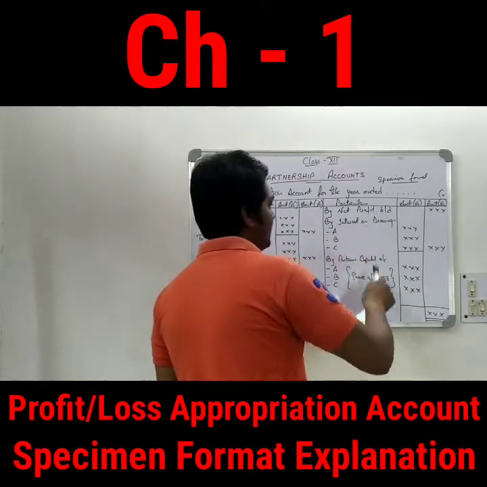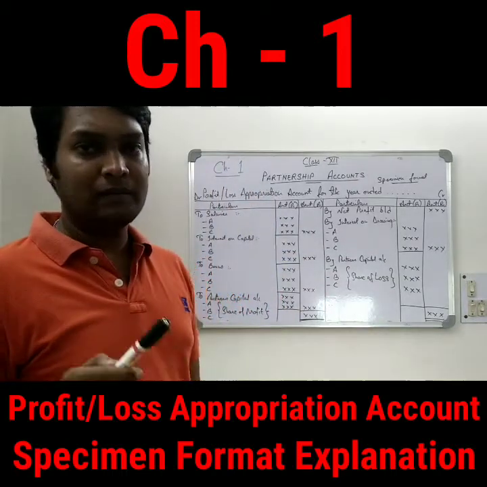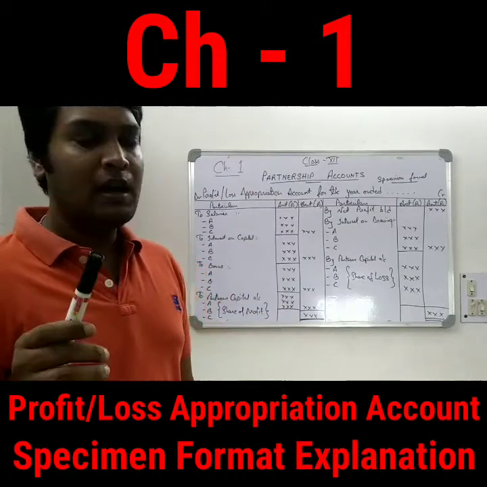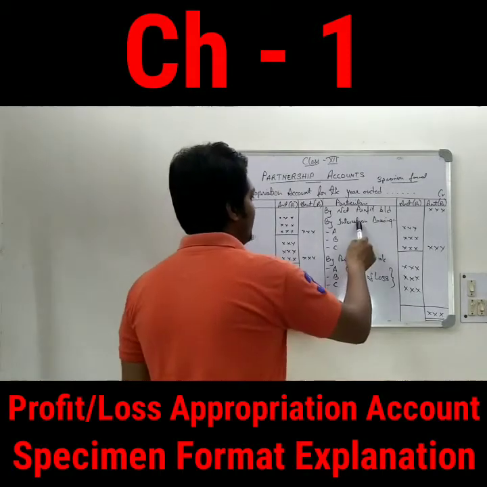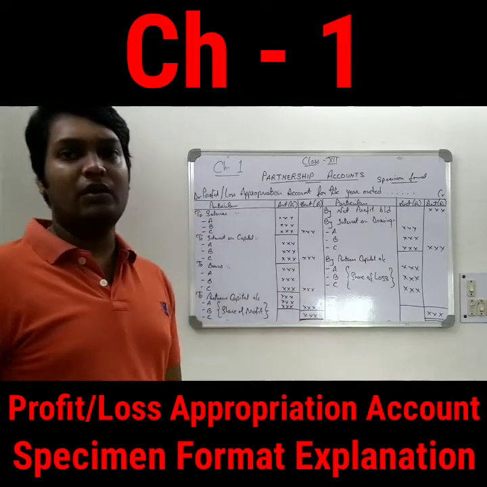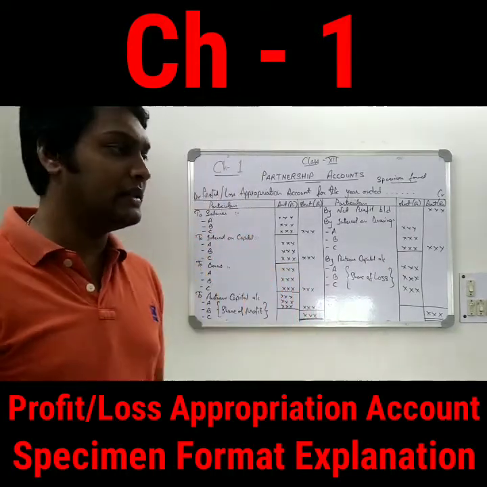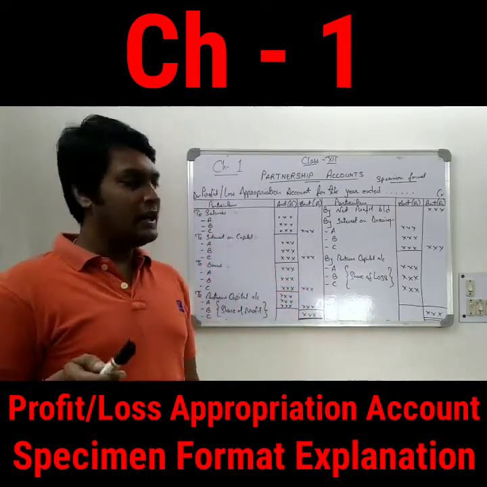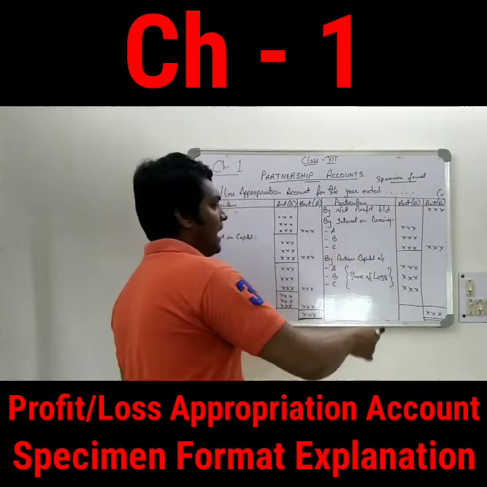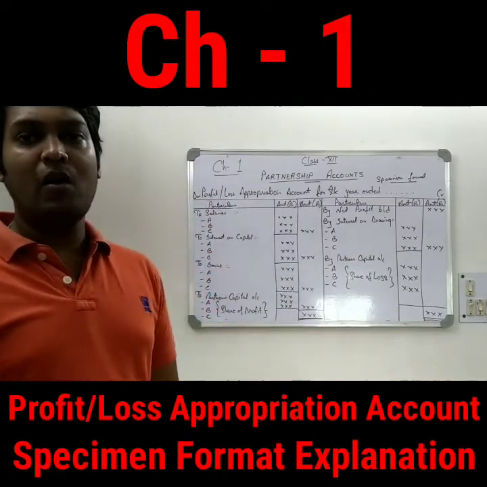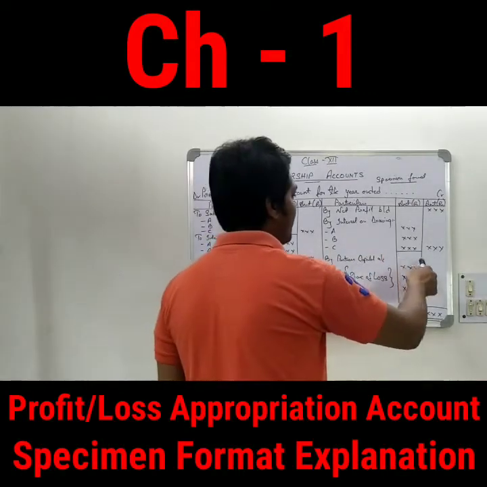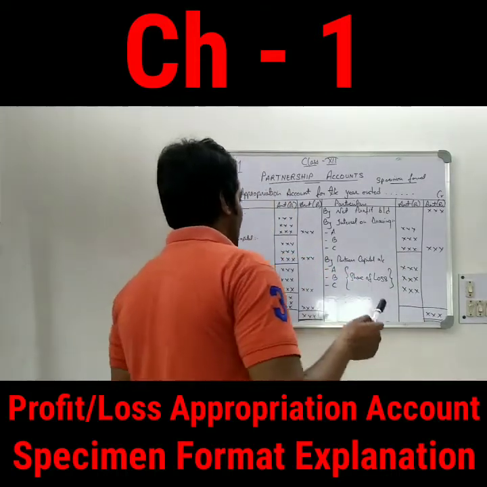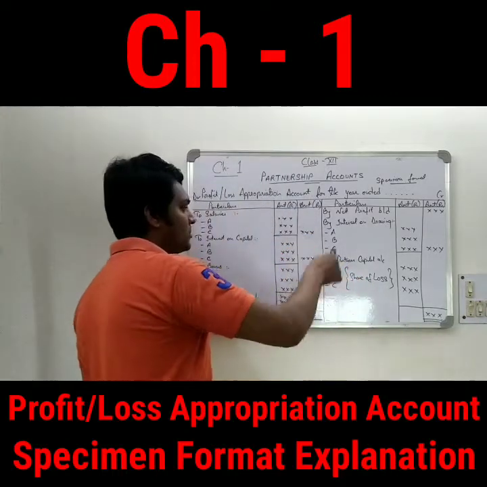In the same way, if they are paying interest on drawings to the business, we will take out the interest on drawings. Whatever they are drawing, whatever they are withdrawing from the organization, they need to pay a certain interest on it. Again we will put the name ABC and put the amount in the inner column. Then we add it up and put the total in the outside column.